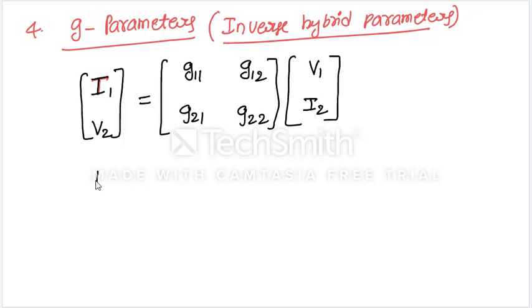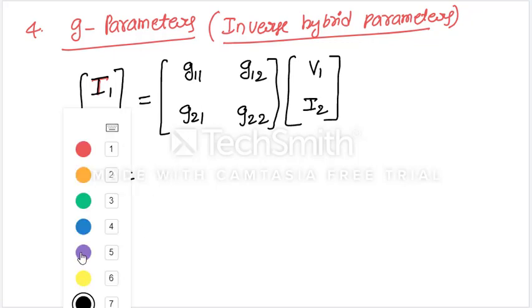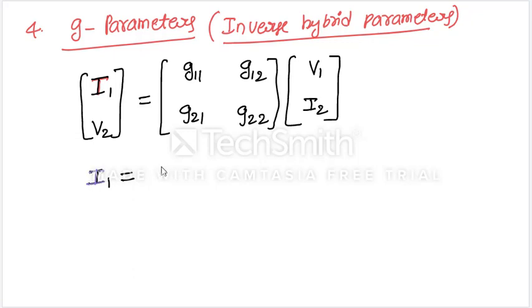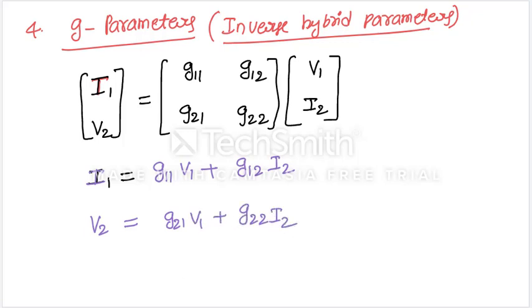So we can write this equation. I1 is equal to G11 V1 plus G12 I2. Simply you can remember it like this. V2 is equal to G21 V1 plus G22 I2. Right. As usual, we'll find these parameters now.